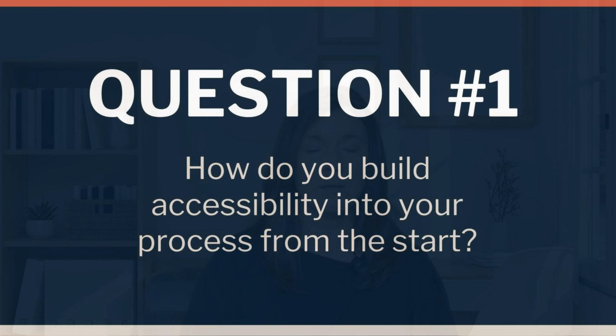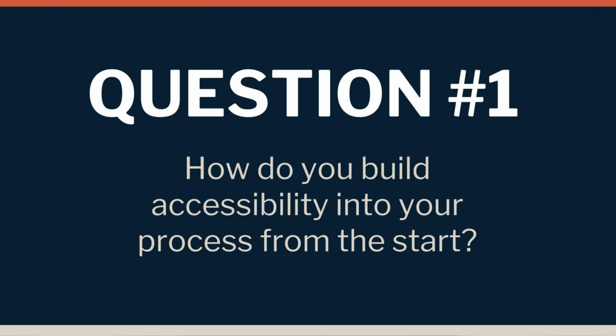So let's break down the 5 essential questions you need to ask before signing on the dotted line. 1. How do you build accessibility into your process from the start? This is the first question to ask because it immediately reveals how the designer thinks.